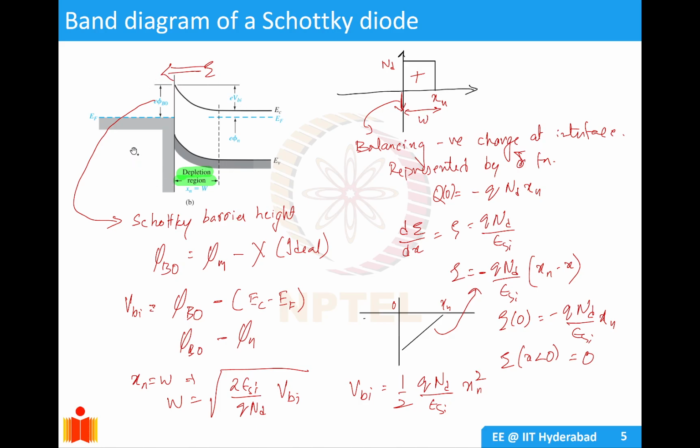So now that we have got our Schottky contact, there are certain terms you need to remember. The first very important term is called Schottky barrier height, which is the height of this barrier from your metal work function or your Fermi level. So from the Fermi level to the top of the EC band, that is called the Schottky barrier height, and it is denoted as phi b naught, and it is given as phi m minus chi.